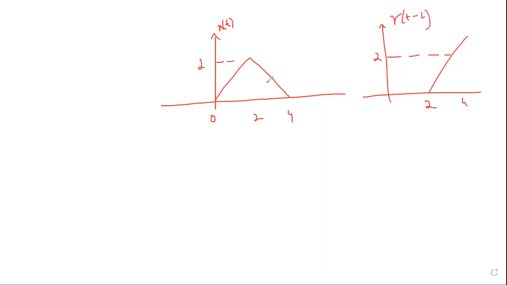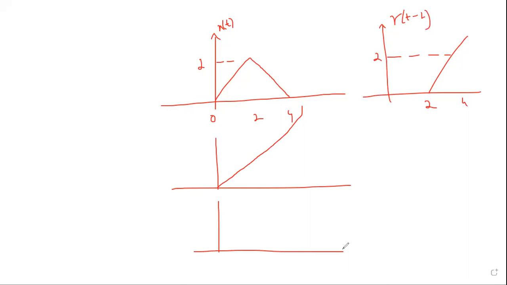And here, anybody? Any idea? So see here, I can compose this particular signal as a normal ramp. If I subtract this ramp with another ramp which is starting at 2, what do I get?